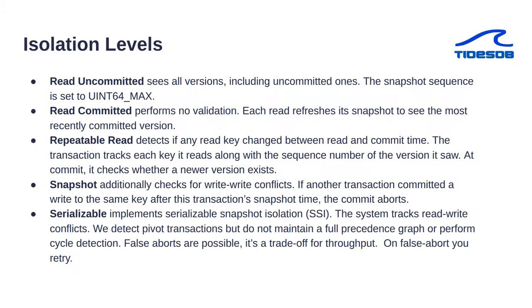I mentioned earlier, TidesDB has ACID transactions with 5 isolation levels, starting from read uncommitted all the way up to serializable. Serializable implements something called SSI, serializable snapshot isolation. The system is able to track read and write conflicts and detect pivot transactions. We don't maintain any kind of full precedence graph or perform cycle detection. So false aborts are possible. It's a trade-off for throughput. On false abort, you simply retry. And this is more of a simplified SSI.